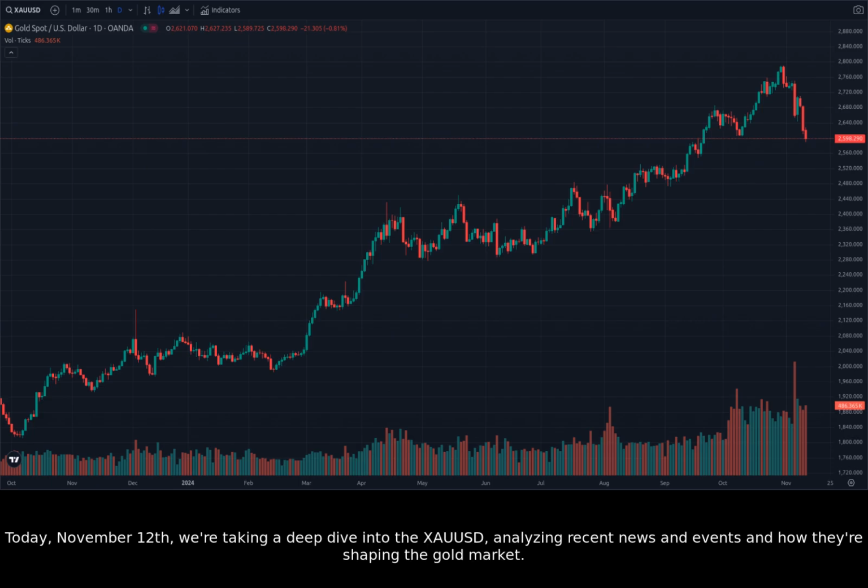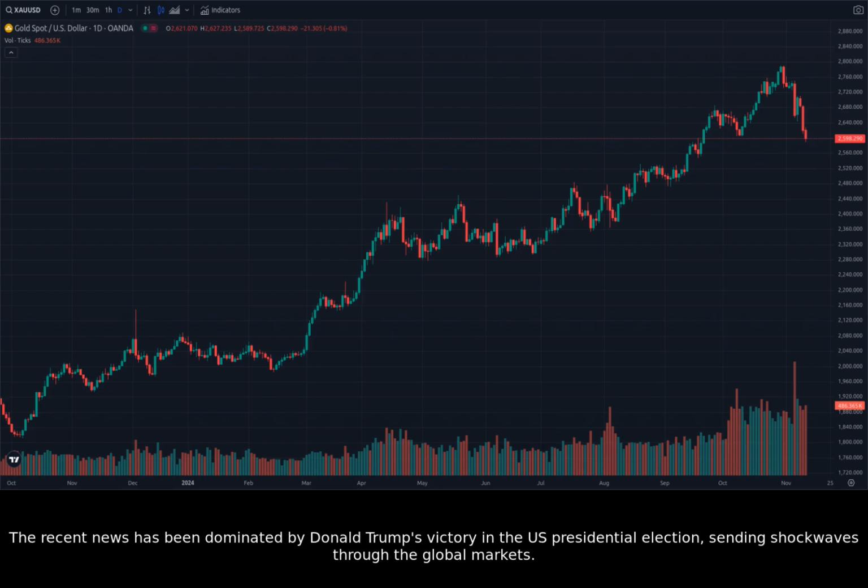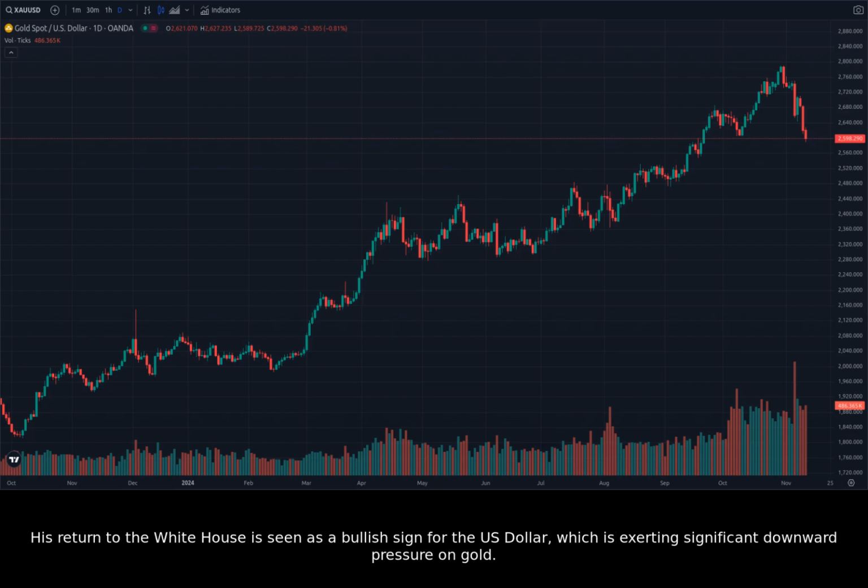Today, November 12th, we're taking a deep dive into the XAUUSD, analyzing recent news and events, and how they're shaping the gold market. The recent news has been dominated by Donald Trump's victory in the U.S. presidential election, sending shockwaves through the global markets. His return to the White House is seen as a bullish sign for the U.S. dollar, which is exerting significant downward pressure on gold.